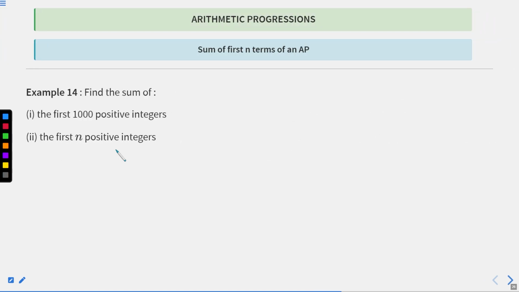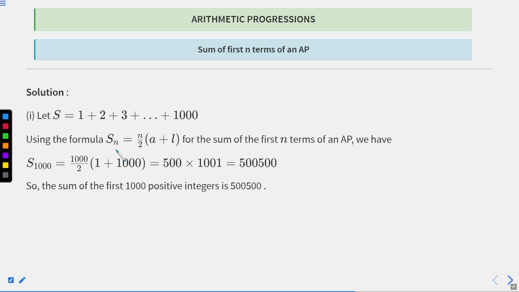And now, next example. Here we have to find the sum of the first 1000 positive integers, and in the second one we have to find the sum of the first n positive integers. Okay, so let us solve this example. Here for the first one, we let S is equal to 1 plus 2 plus 3 plus dot dot dot plus 1000.